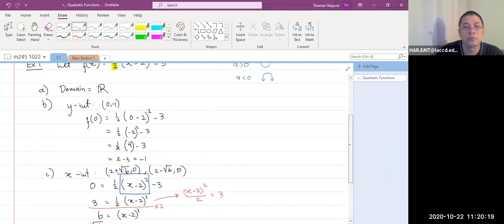Okay. So we get the x-intercepts. They are ugly numbers. They are irrational numbers, but still they are irrational numbers.